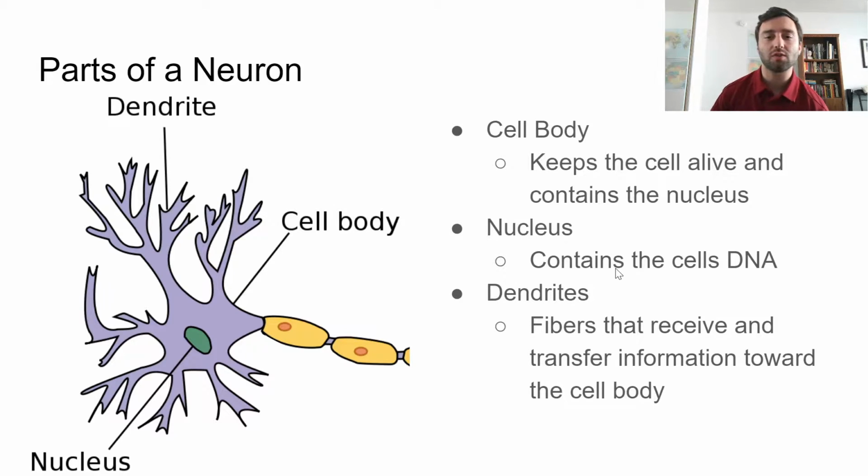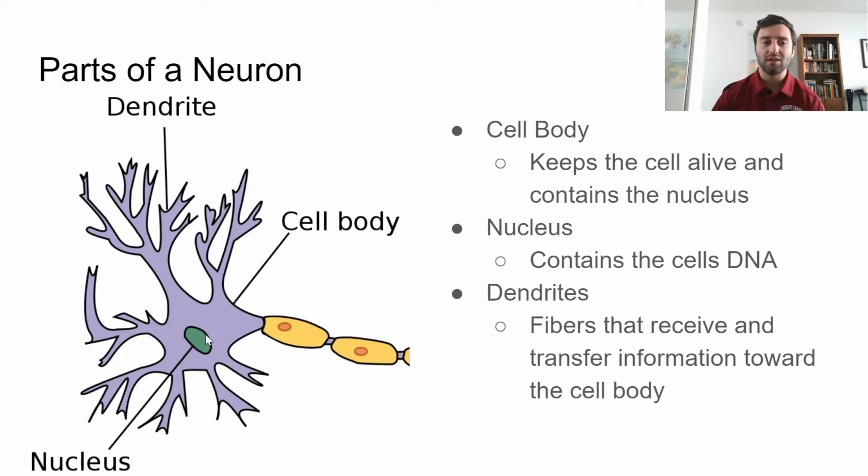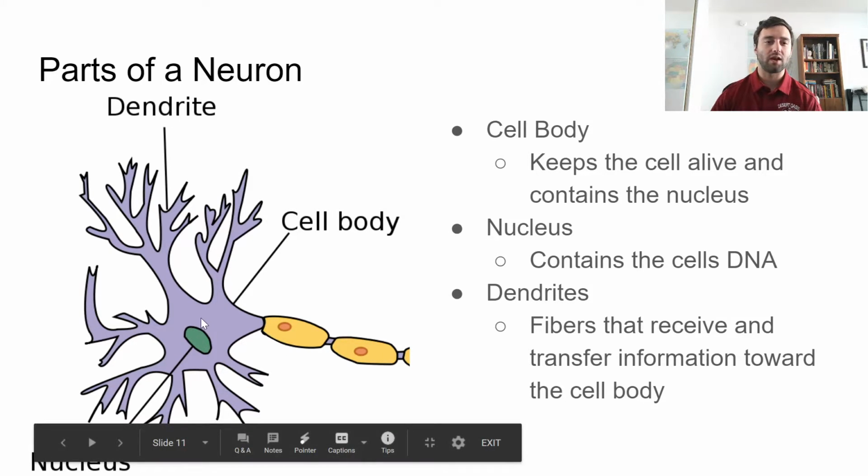Now, in addition, we also have the nucleus, right? The nucleus is going to do exactly what the nucleus always does in every cell. It's going to contain the DNA. It's going to have those blueprints for the cell itself in there.